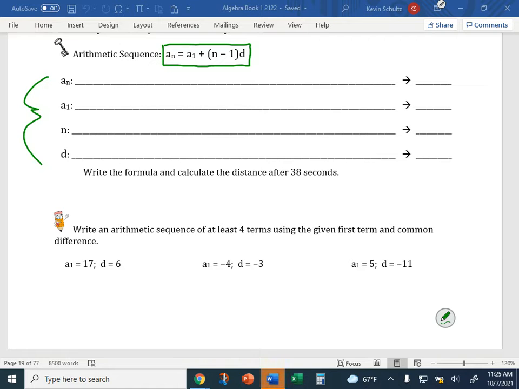So just for recap, AN, this is our answer. It's what we're trying to find. So there's not really any variable value for that. It's what you're going to get, okay? But what does A1 refer to? What are we plugging into the formula when we identify A1? Yeah, Lauren. The first term of the sequence, okay? It's what you start with.